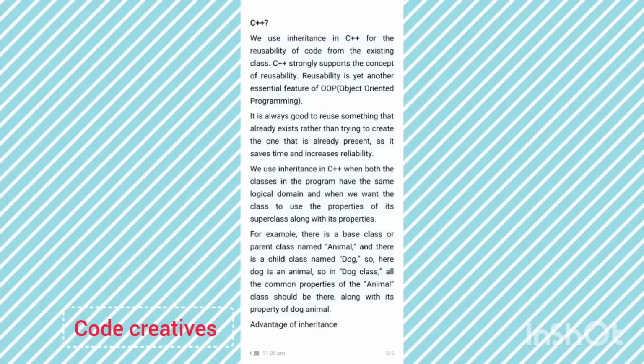We use inheritance in C++ when both classes in the program have the same logical domain, and when we want the class to use the properties of its superclass along with its own properties. For example, there is a base or parent class named animal, and there is a child class named dog. Here a dog is an animal, so the dog class has all the common properties of animals, along with the properties of the dog.